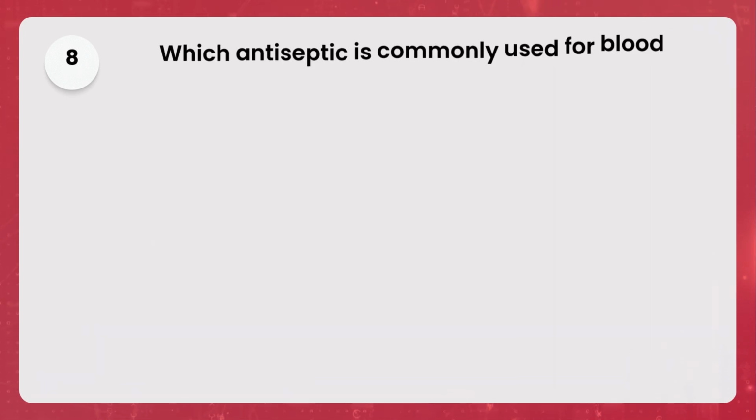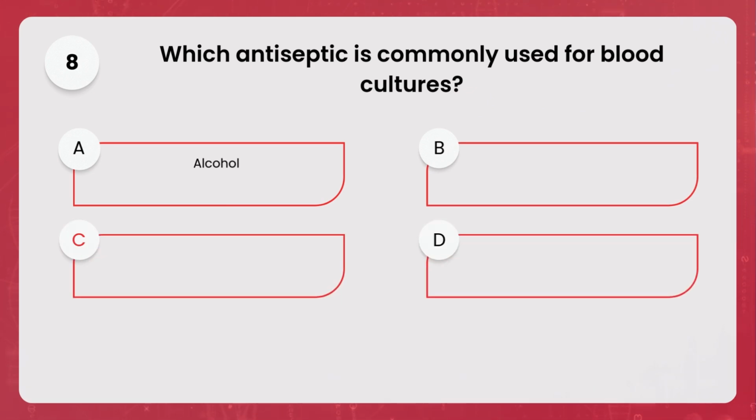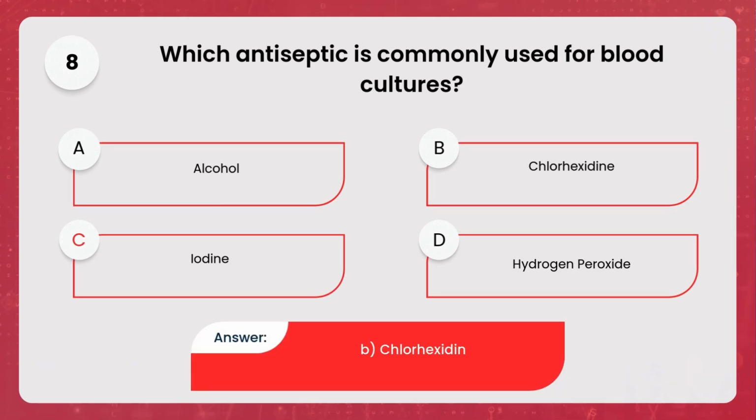Number 8. Which antiseptic is commonly used for blood cultures? A. Alcohol. B. Chlorhexidine. C. Iodine. Or D. Hydrogen peroxide. The answer is B. Chlorhexidine.